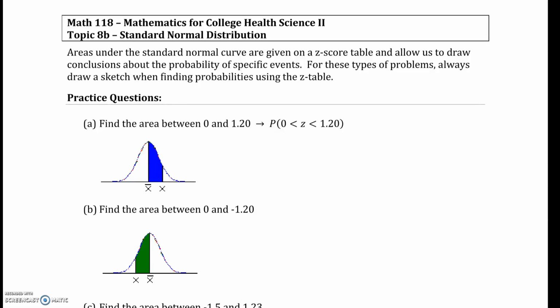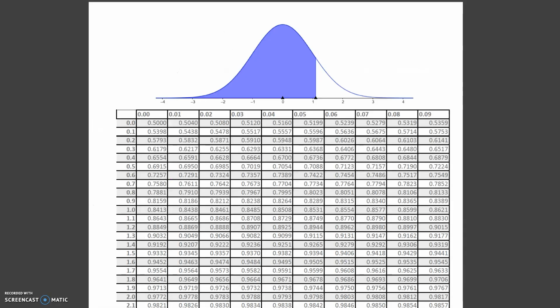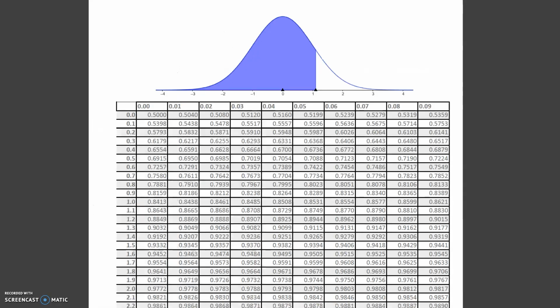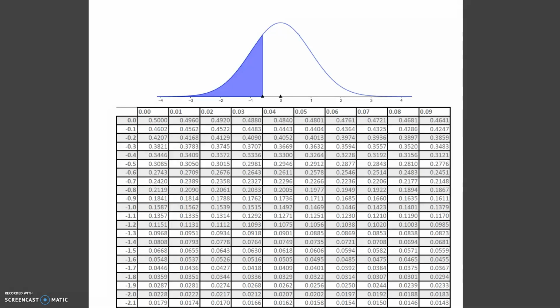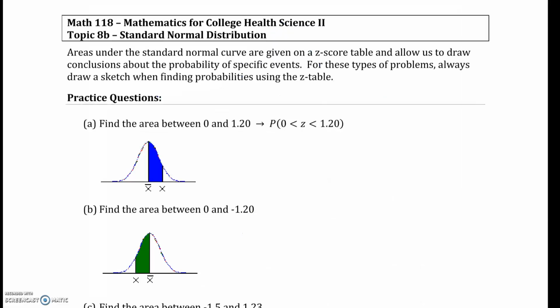So next comes the skill in calculating probabilities using z-scores. We're going to be going back and forth to our chart a lot. For positive z-scores, we're going to be using the second page of our chart. For negative z-scores, we're going to be using the first page. If we look at example A here, we want to find the area between 0 and 1.2. This corresponds to calculating the probability of having a z-score between 0 and 1.2. We can put those values on our chart if we like.